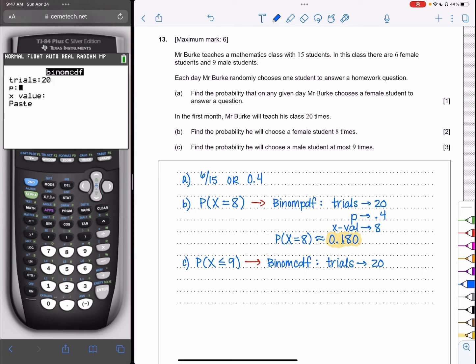Then I know the probability that he will pick a male is going to be the opposite of a female, which is going to be 0.6. Or if you wanted to, you could say 9 over 15. And then we want to know the X value.